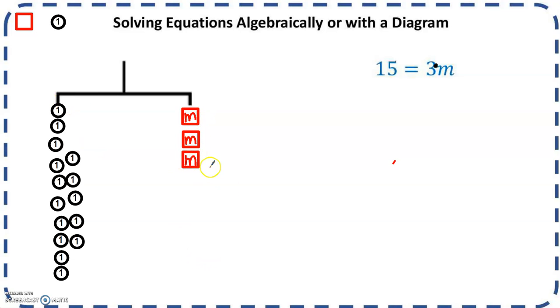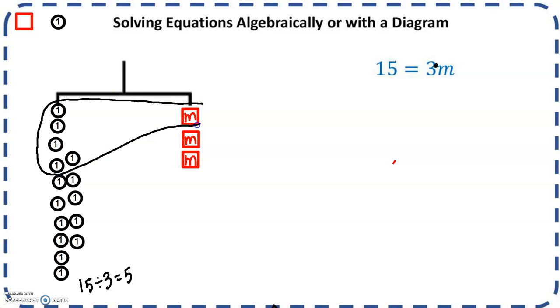I don't have any ones over here to cancel out on both sides, but I know that there's 15 over here and 3 m's on this side, which means I need to split these 15 ones into 3 equal groups. So if I have 15, this is very similar to a division problem. So 15 divided by the 3 m's is equal to 5. So I'm going to go ahead and say this 1m will match up with 5 ones.